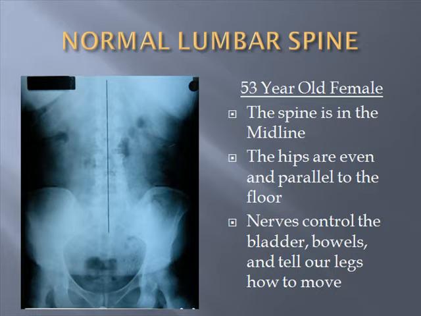Here we have a normal lumbar spine as viewed from front to back. You can see that the spine is straight up and down. This is a 53-year-old female, and the spine is in the midline. The hips are even and parallel to the floor.